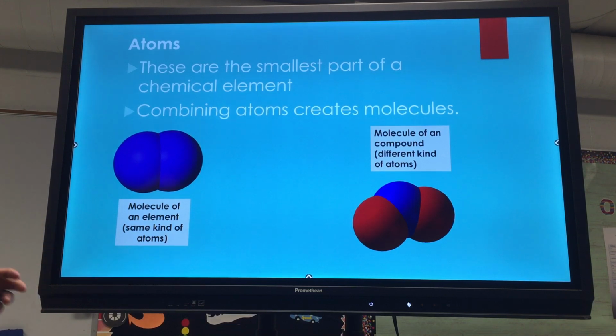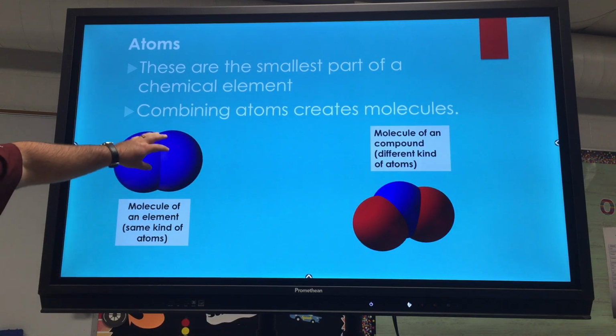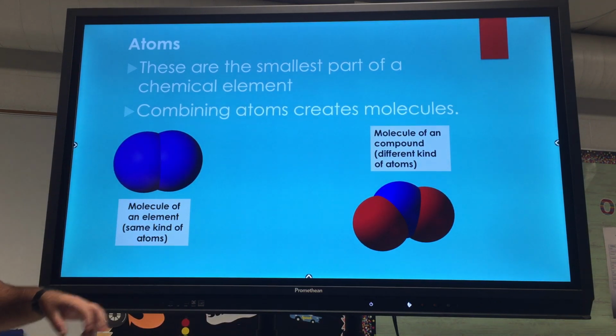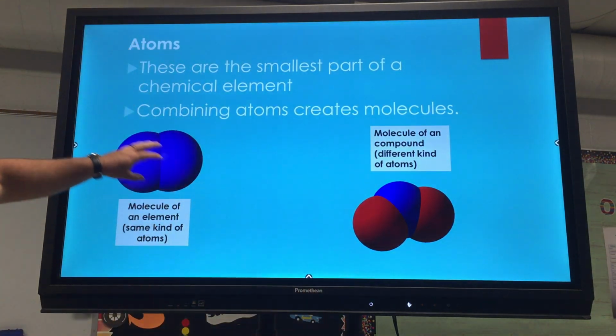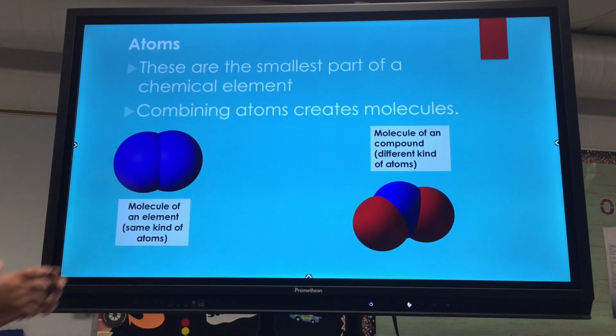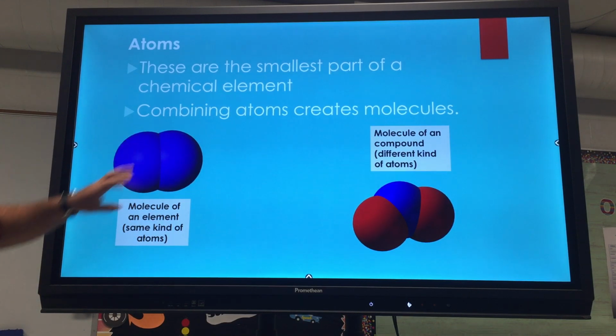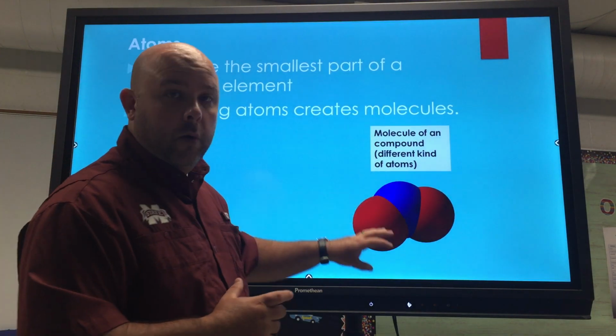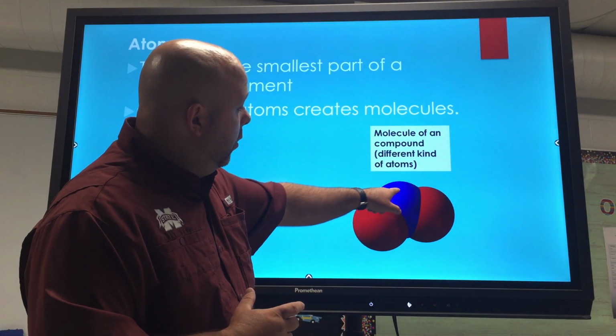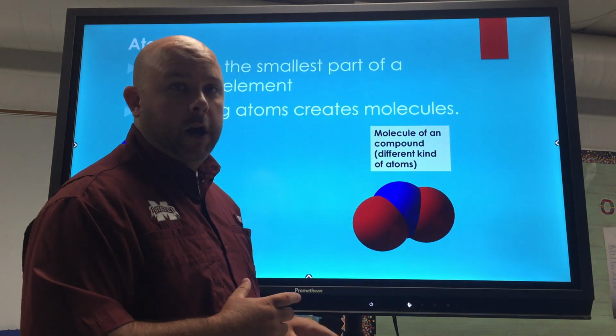So, atoms. These are the smallest part of a chemical element. Combining atoms creates molecules. A molecule can be the same type of element if there's two of them combined, or it can be different ones. In this little diagram, it shows that there's two of the same element, but they're combined. There's a chemical bond that's holding them together. So it's no longer just an element, it's also a compound. This one, though, is a compound of one type of element and two of another type of element.